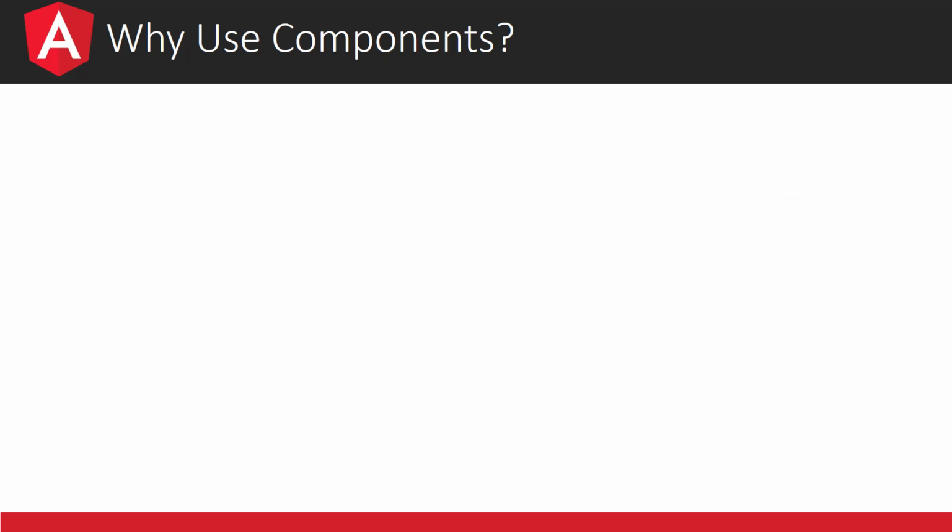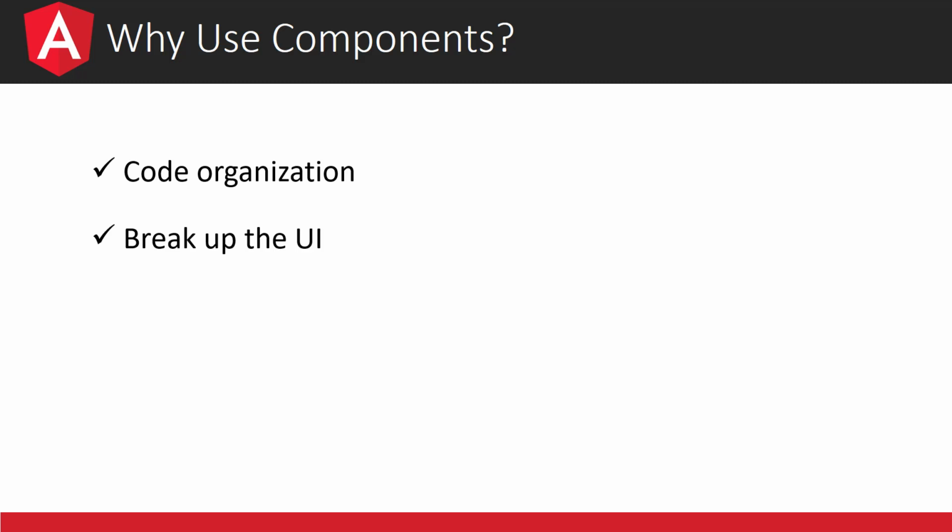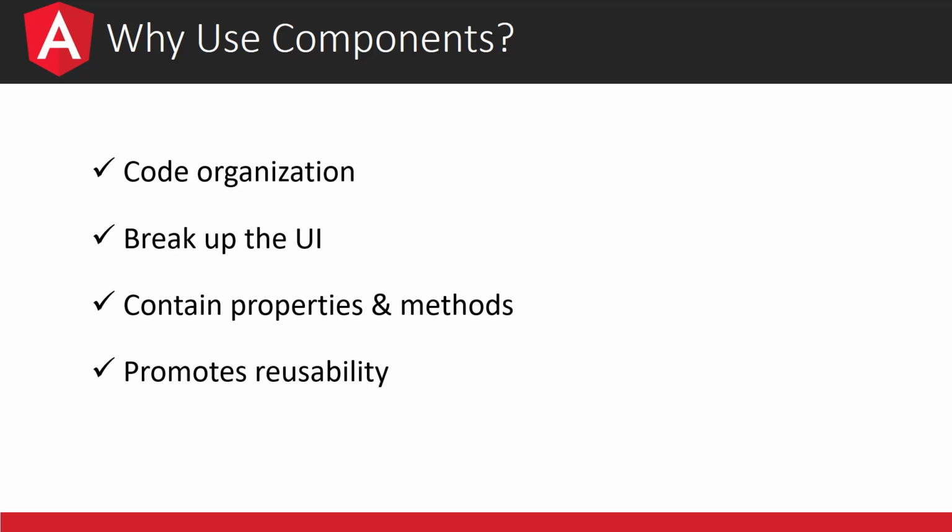All right, so this brings me to why we would want to use components in the first place, as opposed to just looking at a single template with a bunch of unorganized HTML like we used to before frameworks. So obviously organization is at the top. Code organization is very important. It allows us to break up the user interface so that we can encapsulate the functionality with the properties and methods of each component. This also promotes reusability.